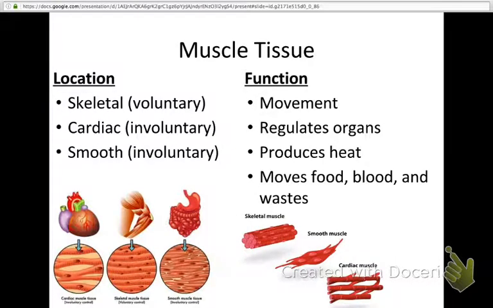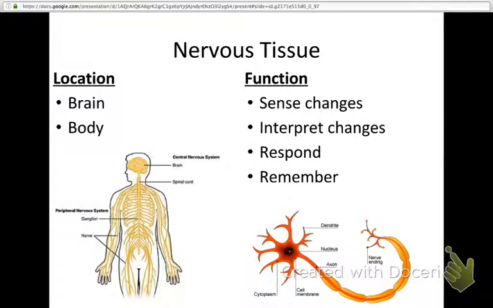There's questions about the types of muscle tissue, so skeletal, cardiac, and smooth. And there's a question about the function of nervous tissue, so you need to know that it senses changes, interprets changes, responds to those changes, and remembers changes.